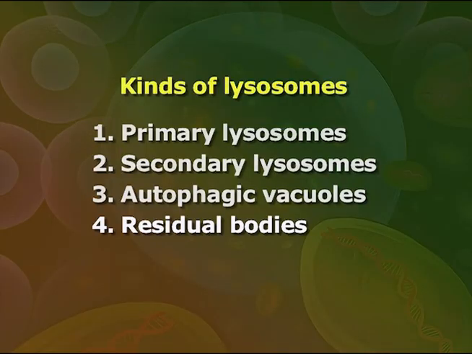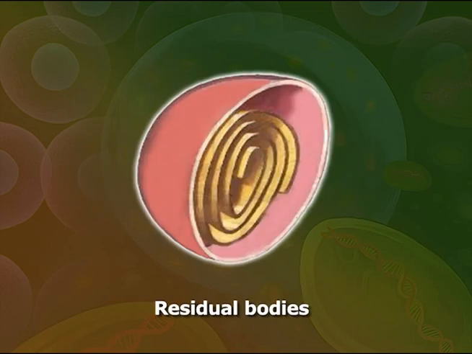Residual bodies. Although killing and breakdown in the lysosomes are efficient, some materials are simply not digestible. These substances may be released from the cell by fusion of the digestive vacuole with the plasma membrane by exocytosis. This process is very efficient in protozoa, but not so efficient in higher animals. Hence, inactive digestive vacuoles containing debris may accumulate.